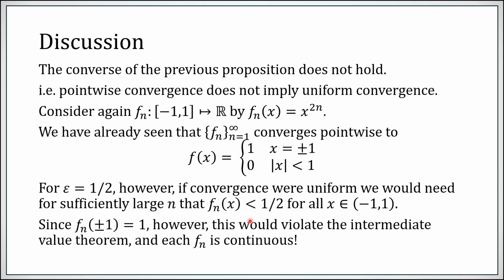So now what we have is f sub n is always less than a half until suddenly at the endpoints it is equal to 1. However, f sub n is a continuous function, so you can't skip values like this. This would violate the intermediate value theorem. So this convergence cannot be uniform.